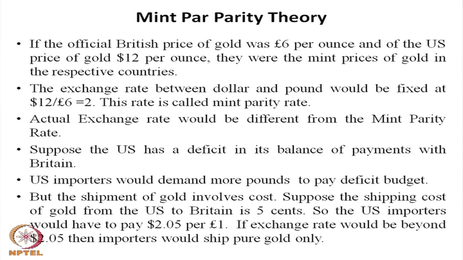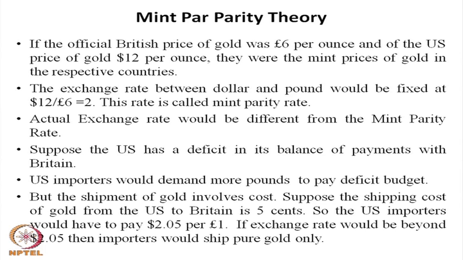Suppose the official British price of gold was 6 pounds per ounce, and the official US price of gold is 12 dollars per ounce. Then the mint parity between US and England will be 2, because the exchange between dollar and pound would be fixed at 1 pound equals 2 dollars, since the official price of gold in the US is higher than the official price of gold in London.